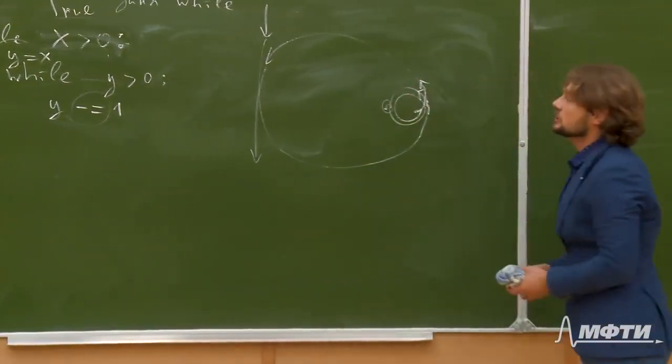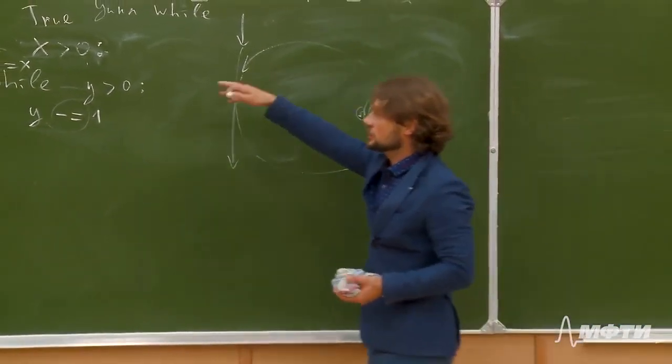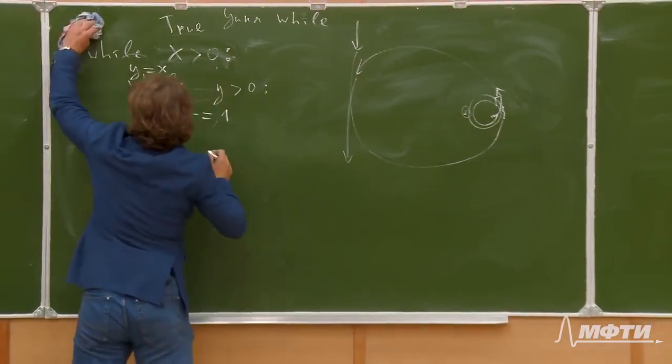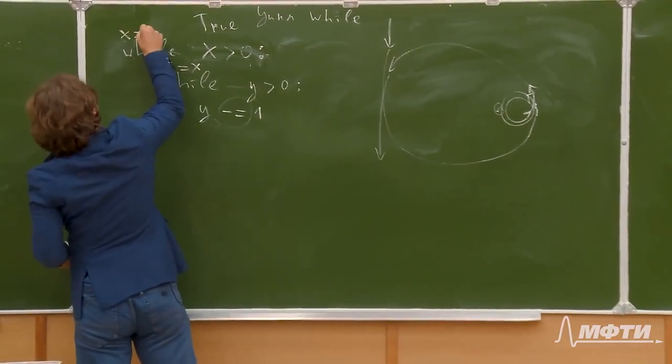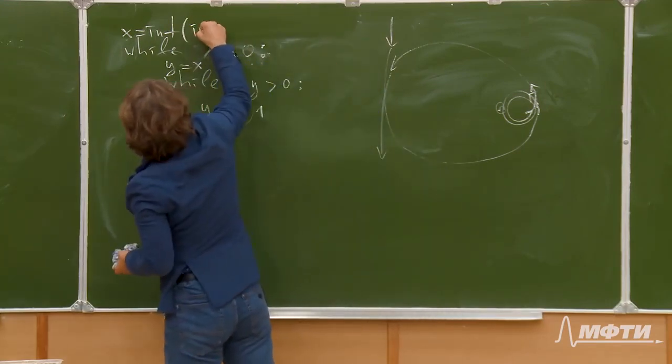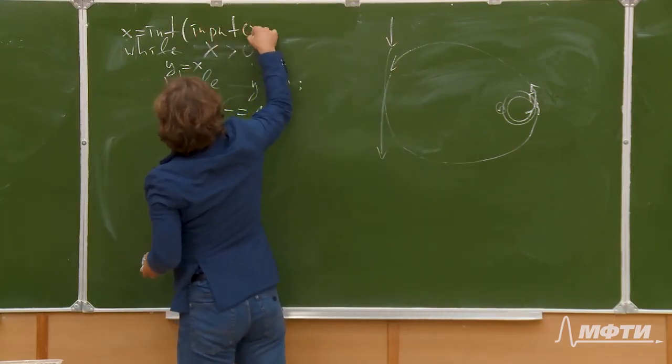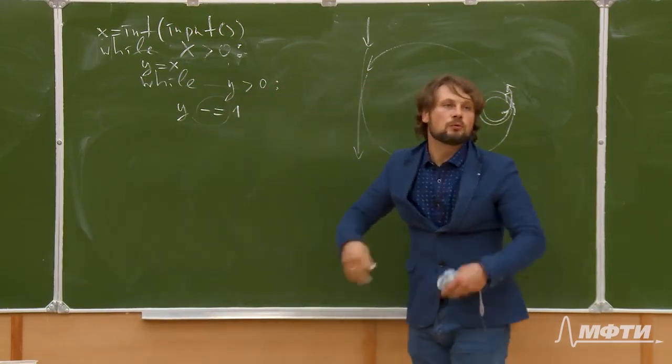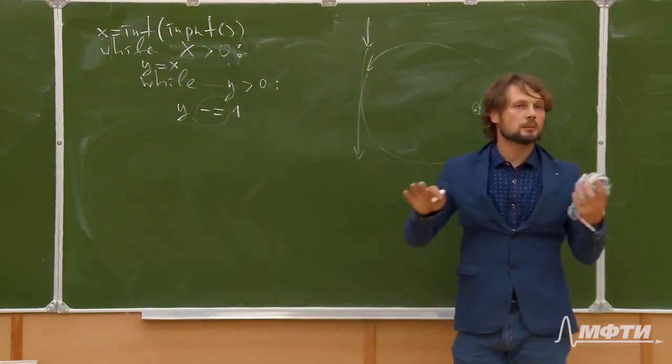So, with nested loops, I'm going to formulate a certain situation now. For example, I want to read x from the keyboard, x equals int of input. I haven't shown you yet how the information is entered. You will see this in the laboratory work.